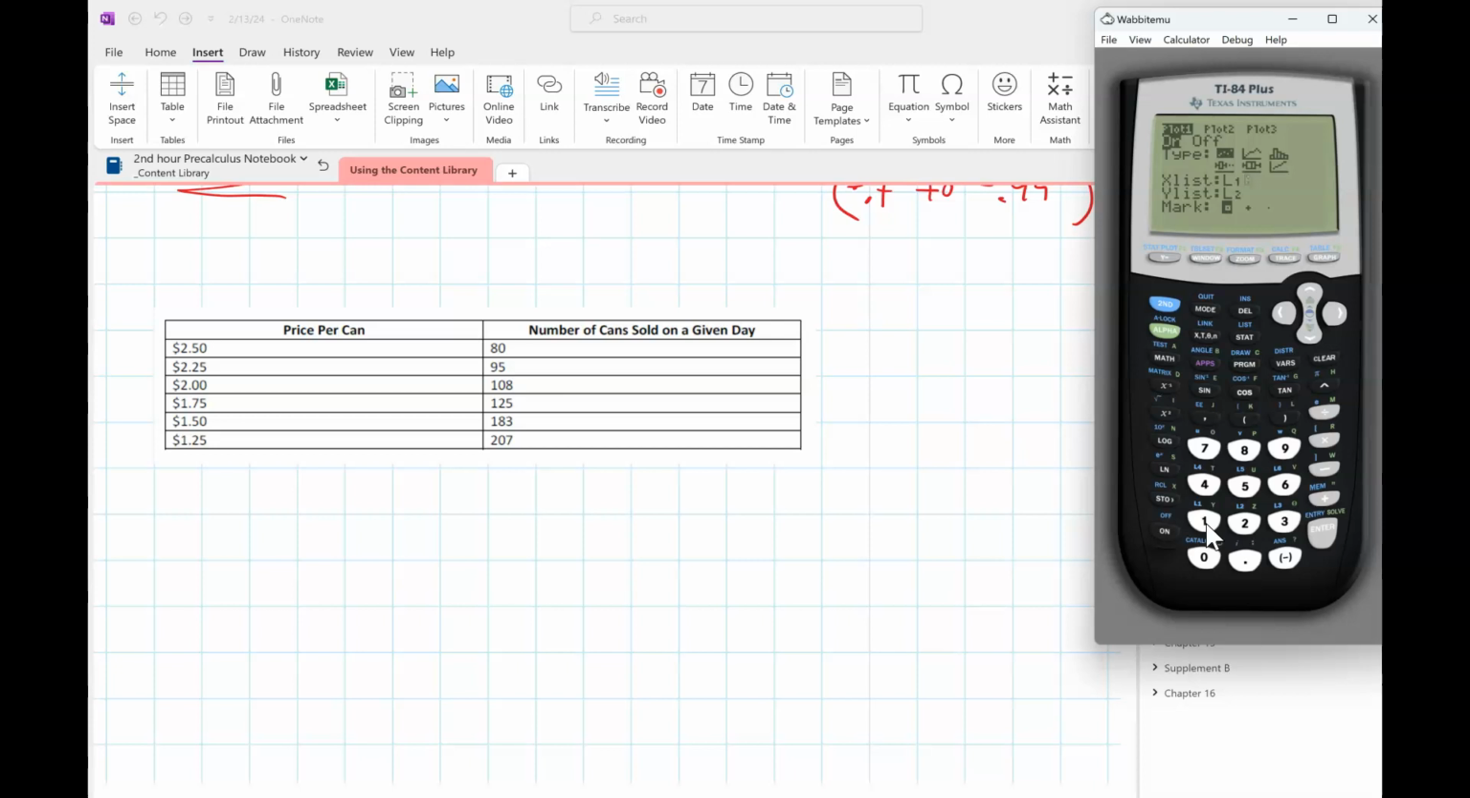Got it? And then the mark is just what the point is going to look like on your calculator. I like the squares because they're easy to see. Oh, you guys have colors too. Ooh, let's go. Mine's navy. Magenta.